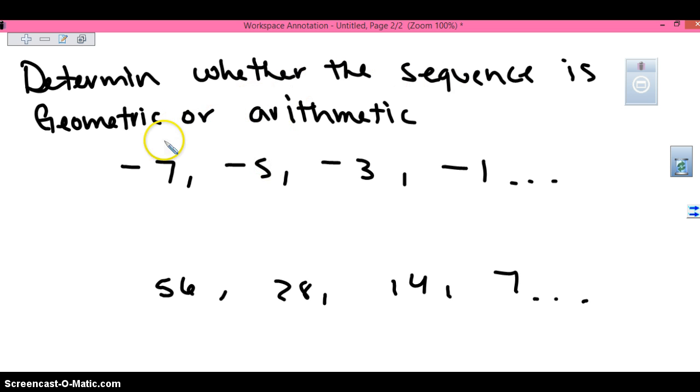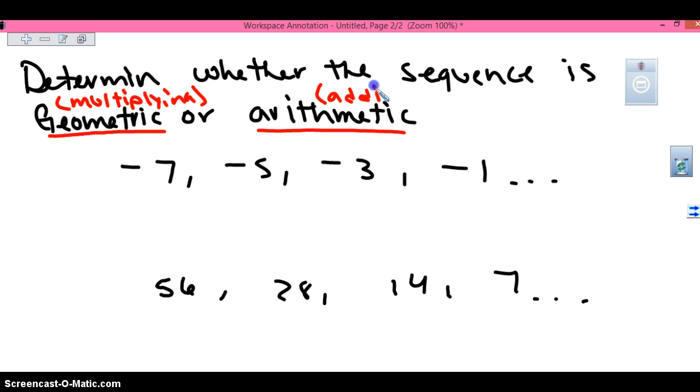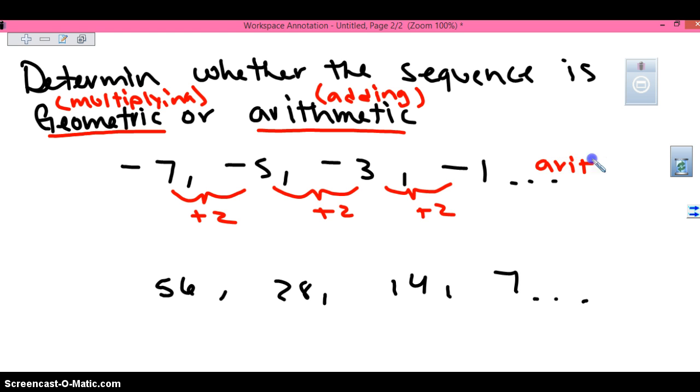Determine whether the sequence is geometric or arithmetic. So we know a sequence is geometric if you're what? Multiplying. And it's arithmetic if you are adding. So if we look at the first sequence, how do we get from -7 to -5 to -3? So we can determine that this sequence is what? Arithmetic.